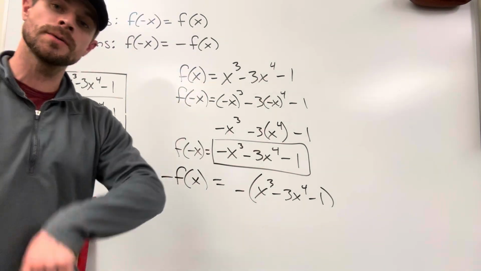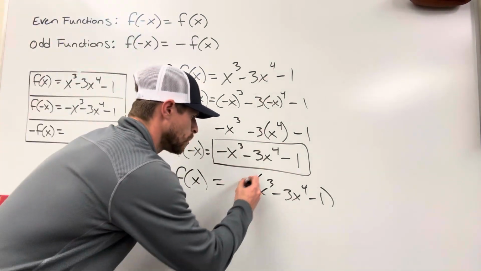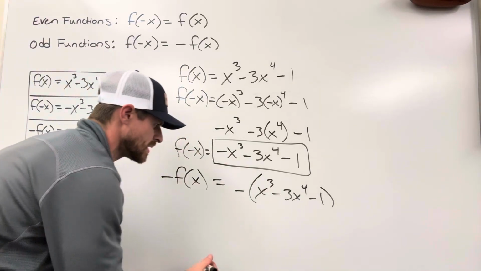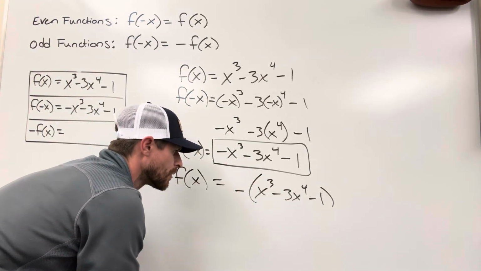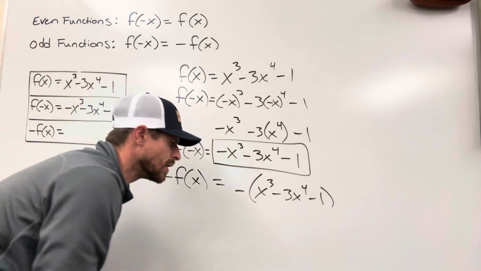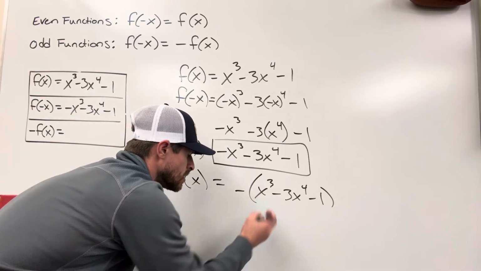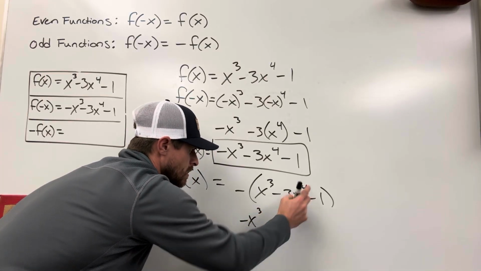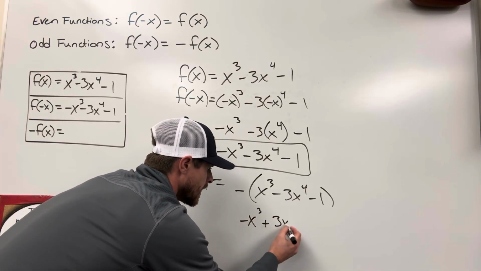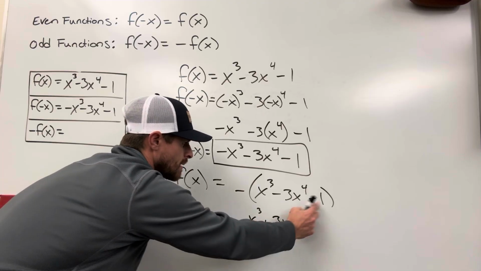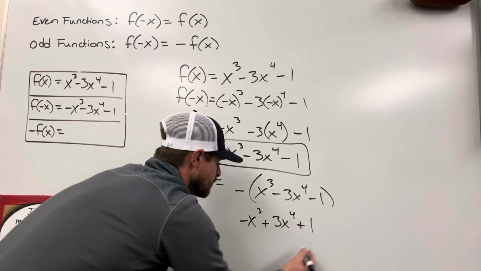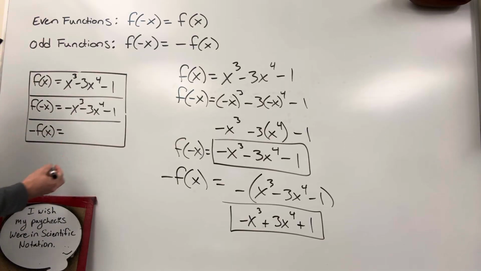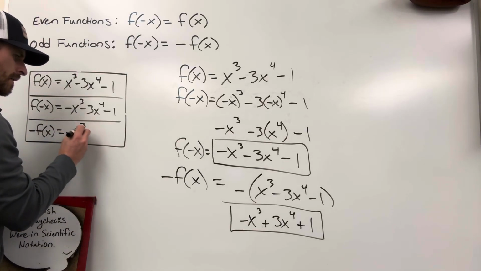We need to distribute it to all three terms. I draw rainbow lines back in early algebra days just so kids don't forget to multiply by all three. If you're doing this stuff by now, you know to do that. Negative times x cubed is negative x cubed. Negative times negative 3x to the 4th is positive 3x to the 4th. And a negative times negative 1 is going to give me a positive 1. Put a box around it, take that information, bring it over to your chart, and let's compare everything.